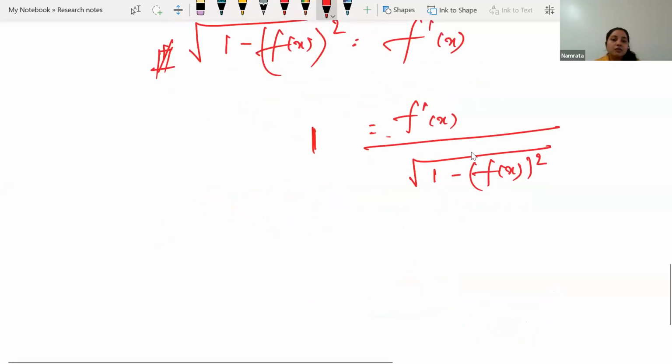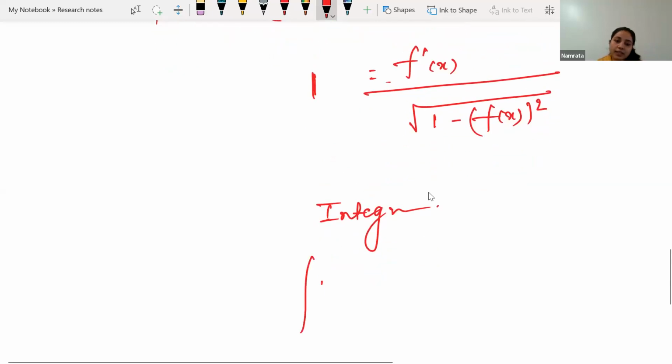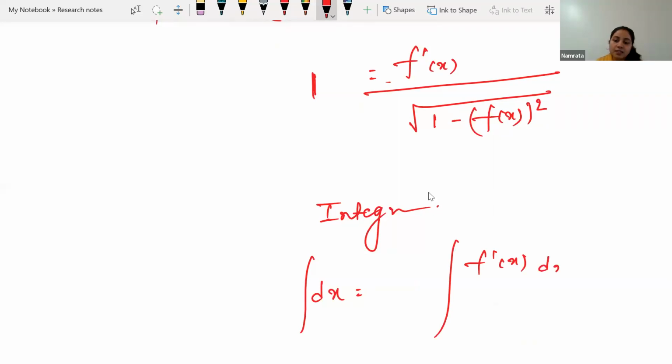Can you see we can do the integration on both sides? And yes, it is possible to do the integration of this function. We will be taking the denominator as a substitution and we'll be getting the numerator only. Okay, so let's do the integration on both sides. So we will be having dx here, and here we'll be having f dash x dx under root 1 minus f of x squared.